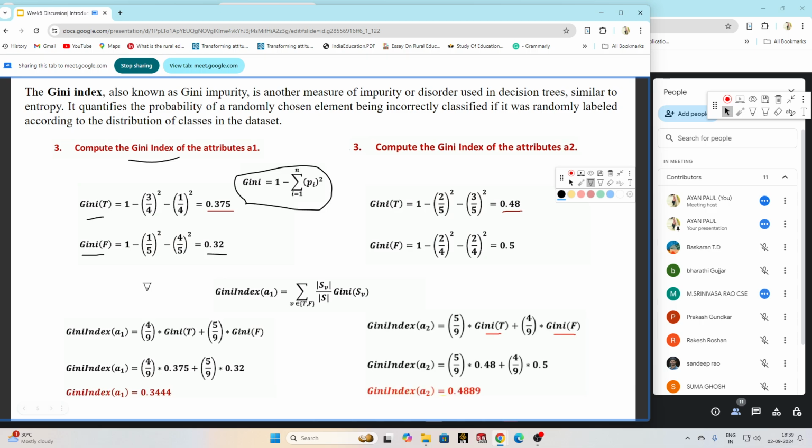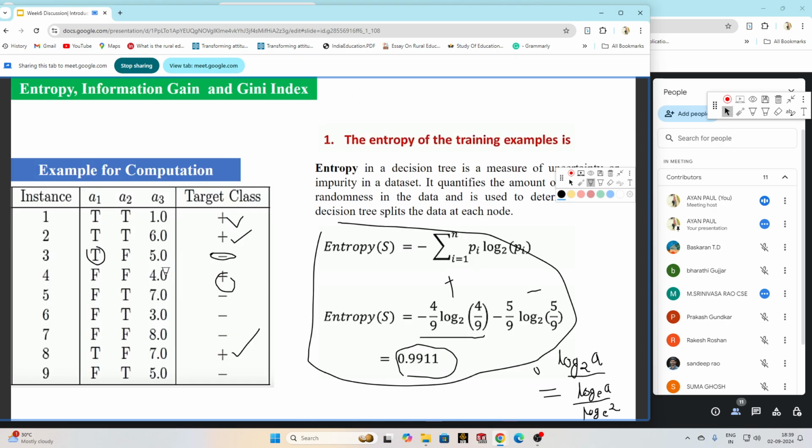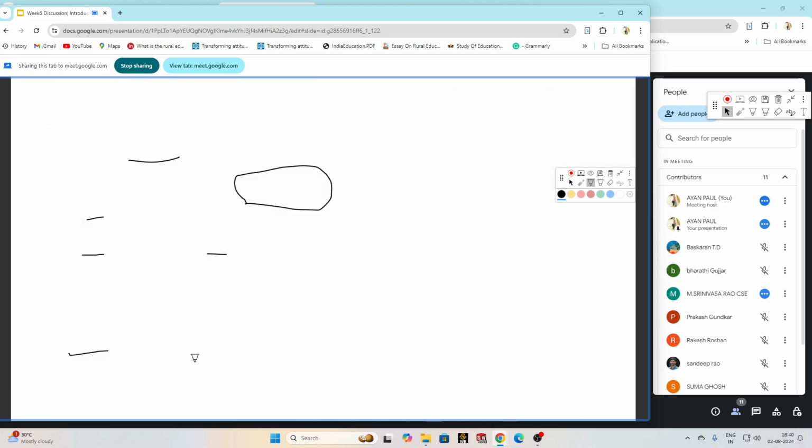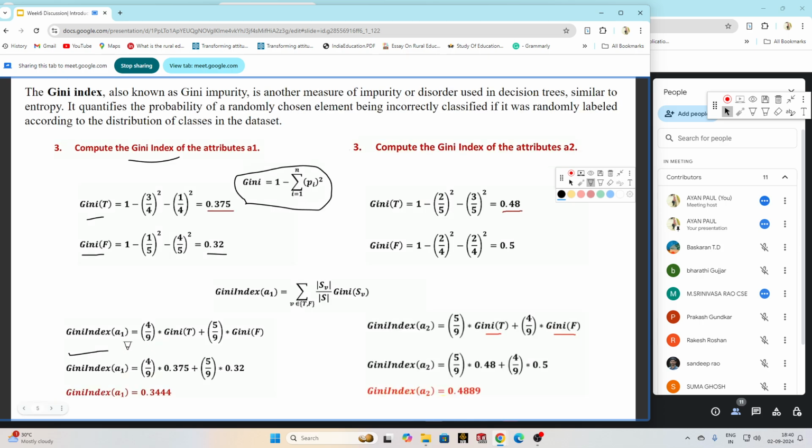Now that is not our aim. Our aim is to find the Gini index of the attribute. So the Gini index of the attribute is the weighted sum. If you see the table, for A1 we have 4 true examples and 5 false examples. That is why it is 4/9 times Gini of true plus 5/9 times Gini of false. By that we calculate the Gini index of that attribute, which comes to 0.3444. Similarly, we can calculate the Gini index of the attribute A2.